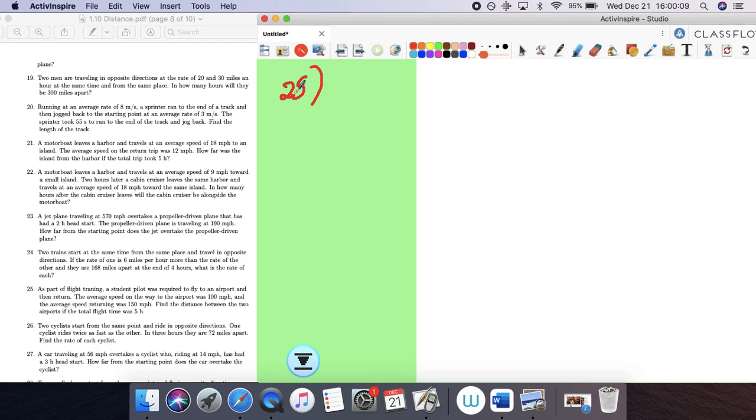As part of a flight training, a student pilot was required to fly to an airport and then return. The average speed on the way to the airport was 100 and the average speed returning was 150. Find the distance between the two to the airport.